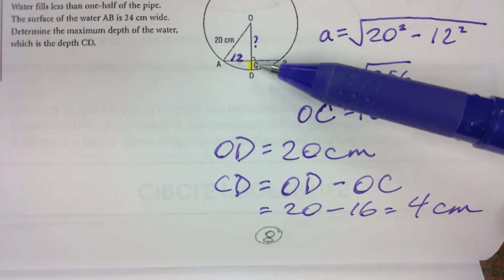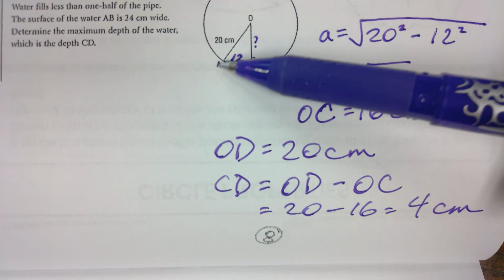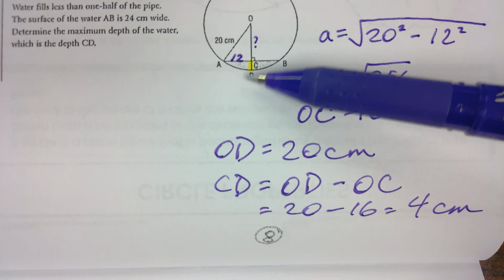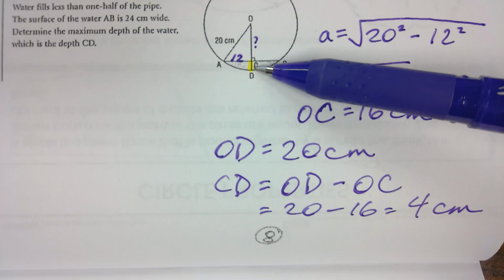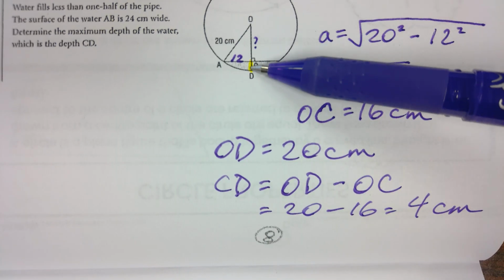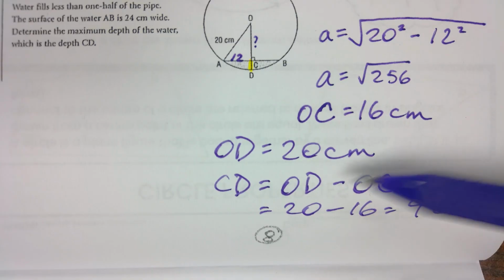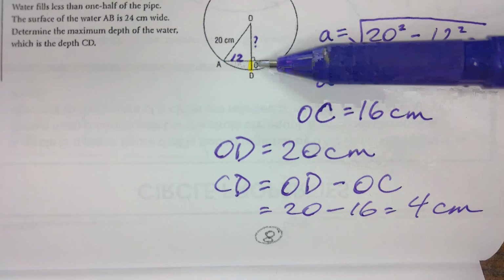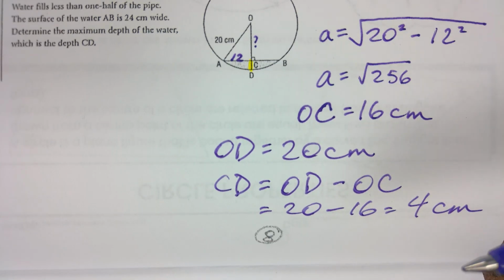So what's tricky? It doesn't look like it, but OA is actually the same length as OD right here because they're both your radius. So if I know that this whole line OD is 20, when I subtract, that's how I get the 4 for CD.